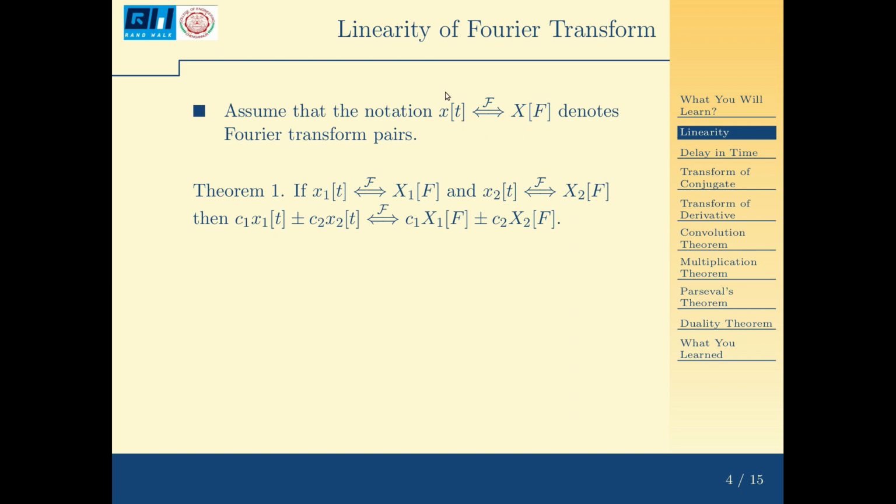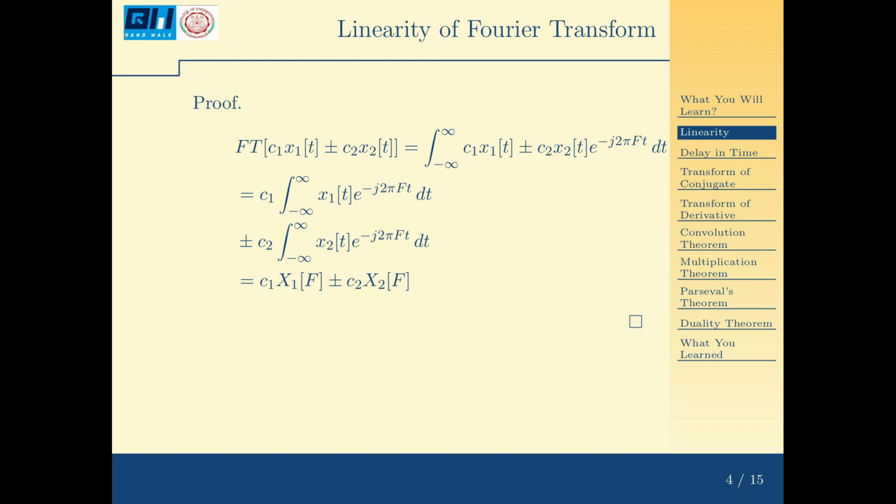Now the linearity theorem says that if the Fourier transform of x1(t) is X1(f) and that of x2(t) is X2(f), then C1x1(t) plus or minus C2x2(t) has a Fourier transform of C1X1(f) plus or minus C2X2(f). This is linearity. C1 and C2 are complex constants. So the proof is very straightforward.